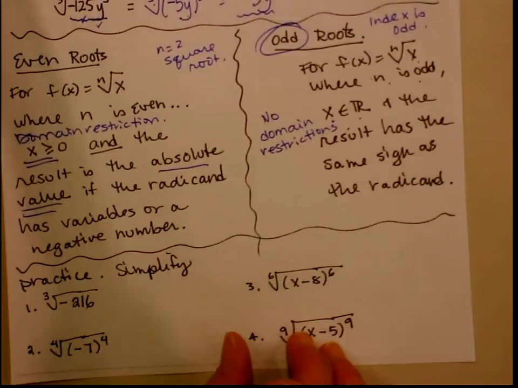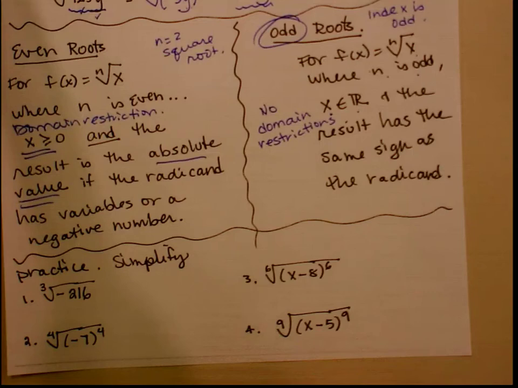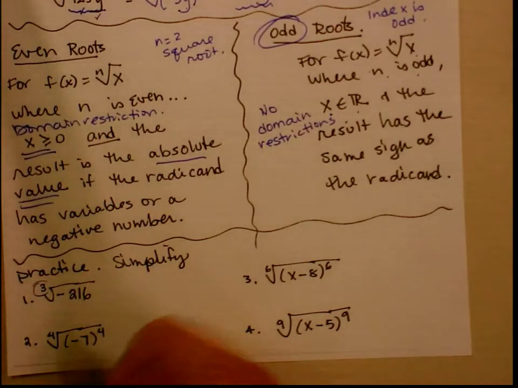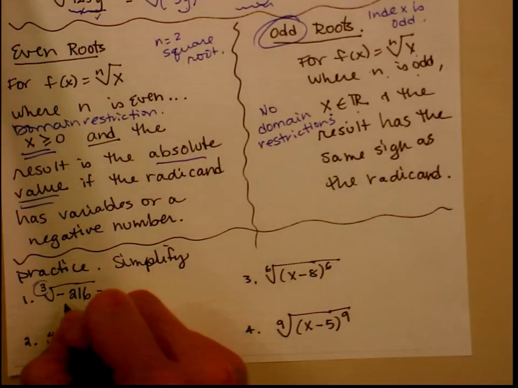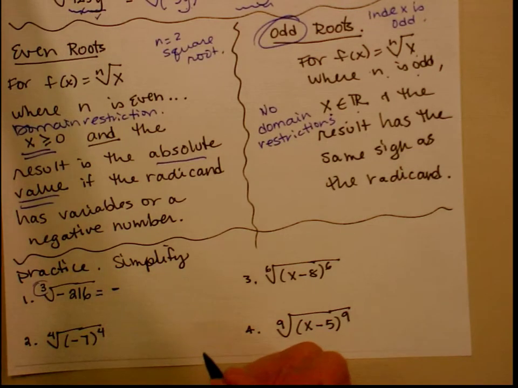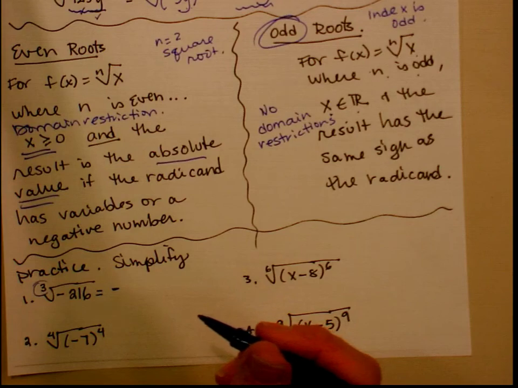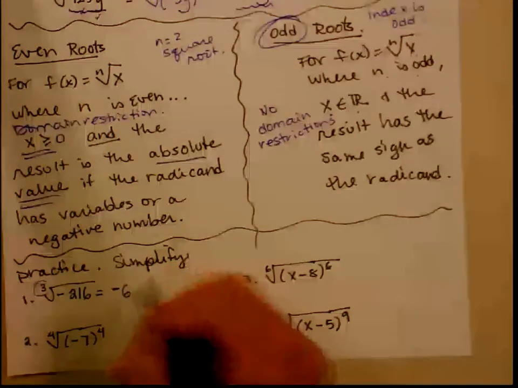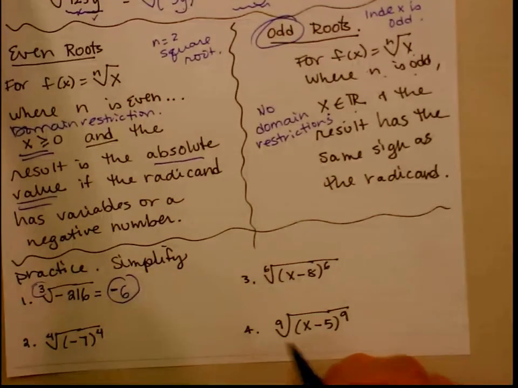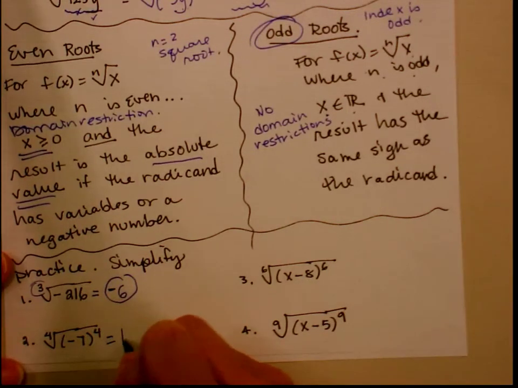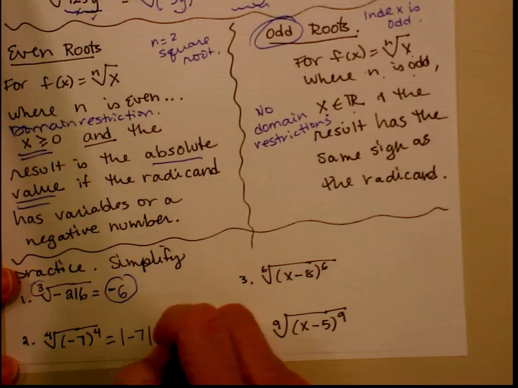Take a breath. So our first thing we need to look for is the index even or odd? So I have the cube root of negative 216. Even or odd? Odd, right? So my result is going to have the same sign as my radicand. Now, does anybody know the cube root of 216? I'm pretty sure it's 6. So negative 6. Okay. What about 2? I have the 4th root of negative 7 to the 4th. So I have an even index, but my radicand is a negative number. So this is where I have my absolute values. And then we'll go ahead and simplify that to a positive 7.